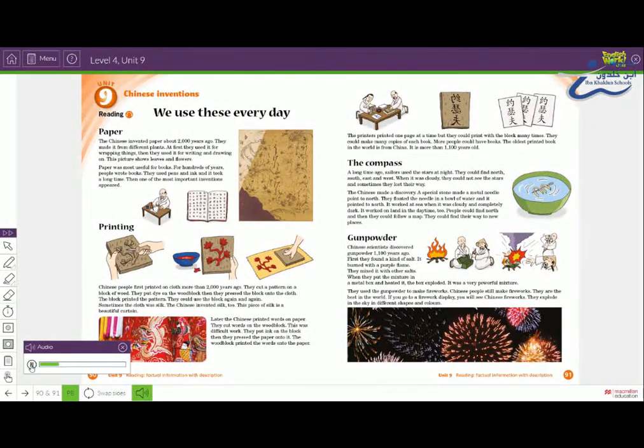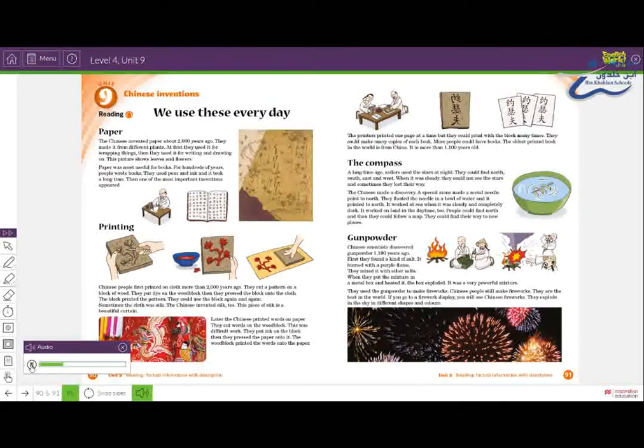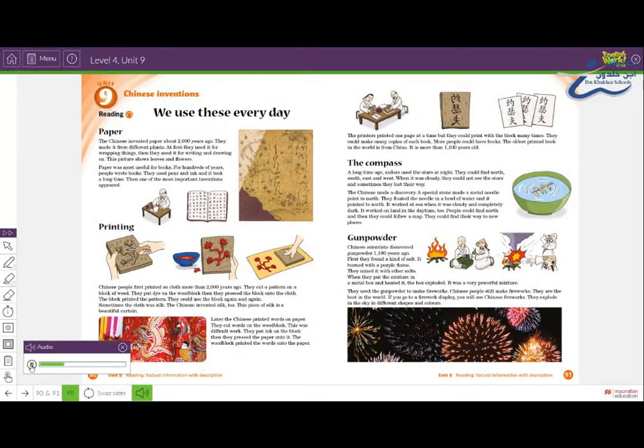Printing. Chinese people first printed on cloth more than 2,000 years ago. They cut a pattern on a block of wood. They put dye on the wood block. Then they pressed the block onto the cloth. The block printed the pattern. They could use the block again and again. Sometimes the cloth was silk. The Chinese invented silk too. This piece of silk is a beautiful curtain.